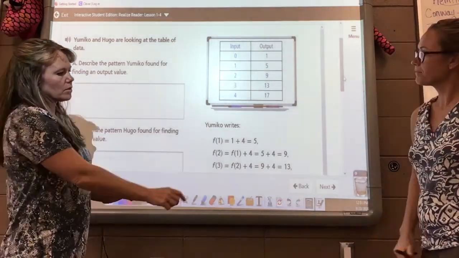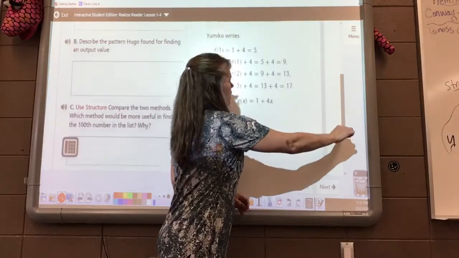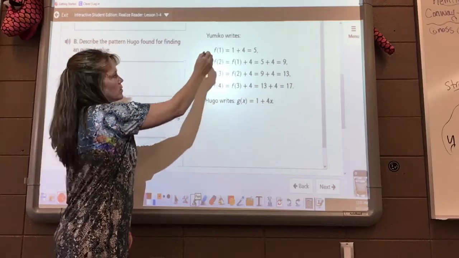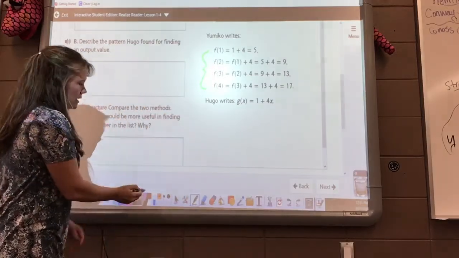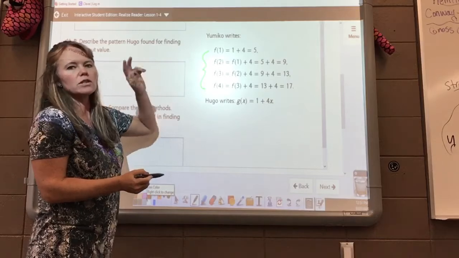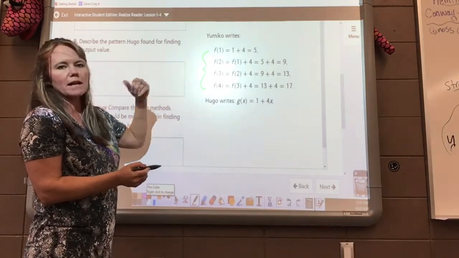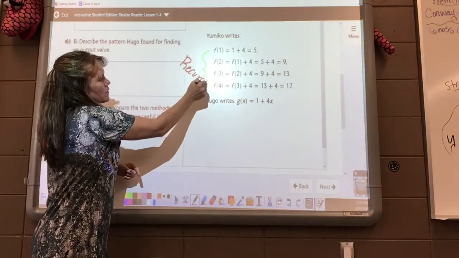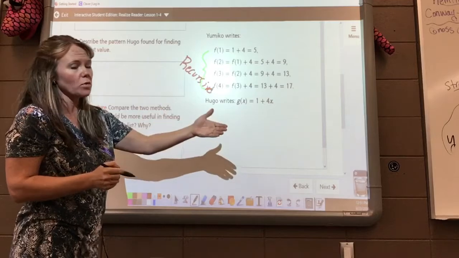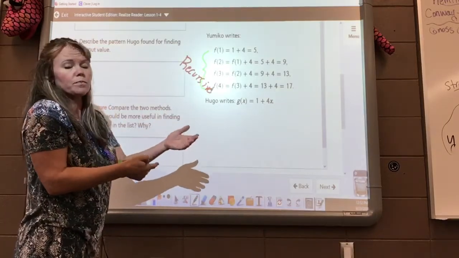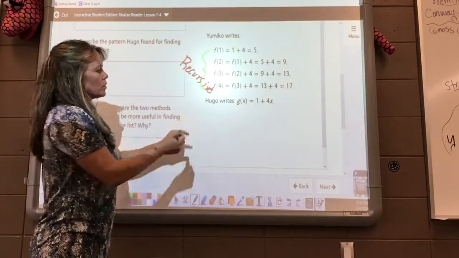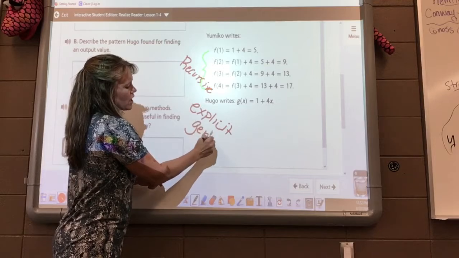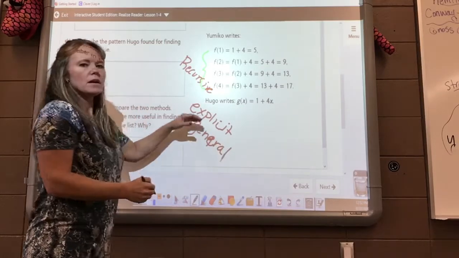In your workbook, the words that are going to come up, we're just giving you a preview. You mentioned the word recursive. I always think recursive means it refers back or returns back to the previous value to get the next one. So this is called recursive. If you wanted the 50th one, you'd need to have the 49th before you could add 4 and get to the 50th. Hugo's is called explicit, and this book also calls it the general form. So maybe just make a note of that.